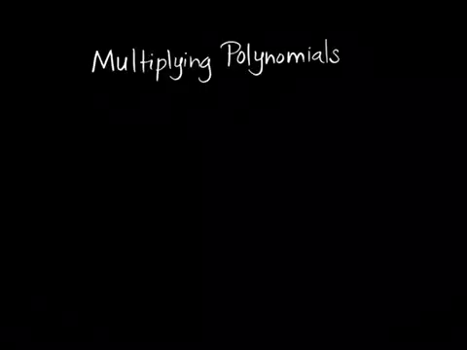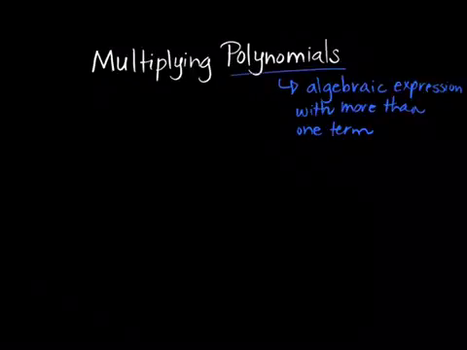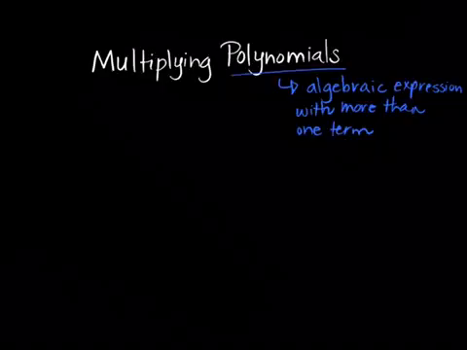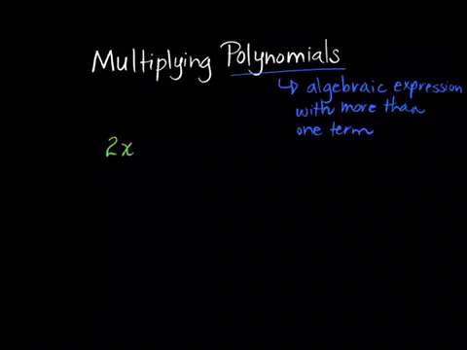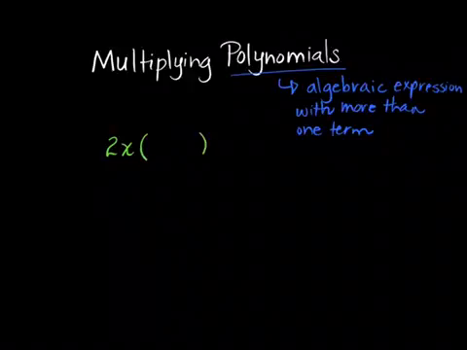The objective of this video is to acquire understanding of multiplying polynomials. Remember that a polynomial is an algebraic expression with more than one term. We're going to start by multiplying a monomial, let's take 2x, by a binomial. So we're going to multiply 2x by x plus 7.